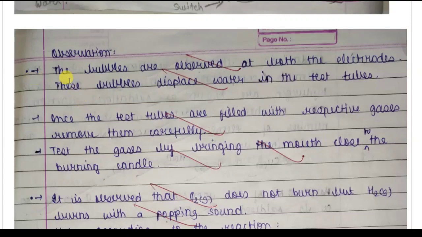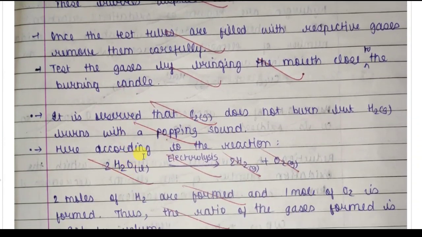After this you have to write the observation. The bubbles are observed at both the electrodes. These bubbles displace water in the test tubes. Once the test tubes are filled with the respective gases, remove them carefully. Test the gases by bringing the mouth close to a burning candle. It is observed that O2 does not burn but H2 burns with a popping sound.